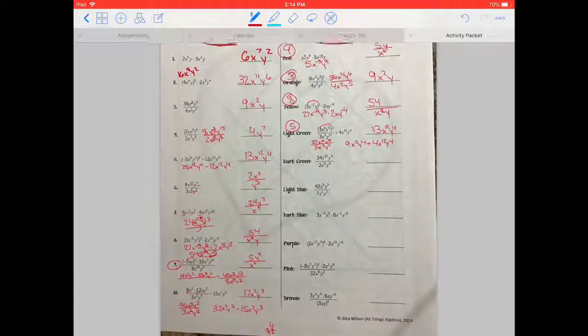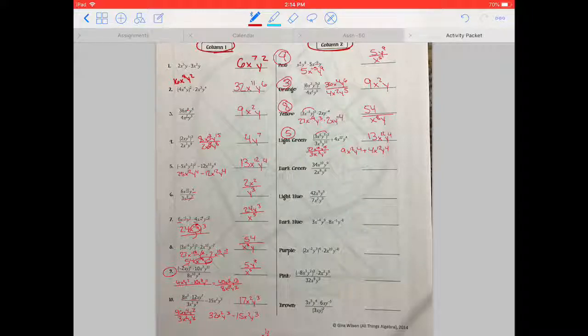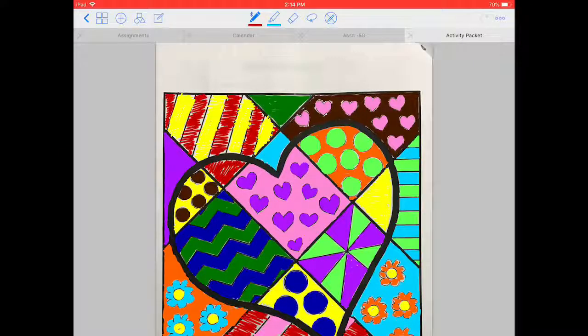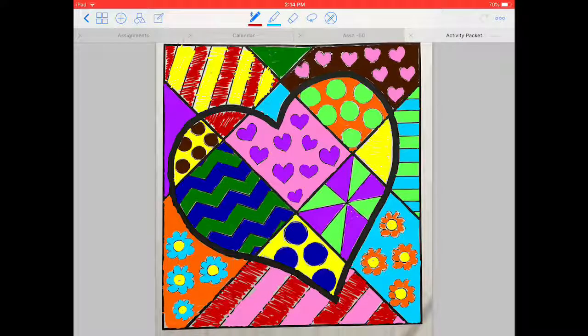I'm actually going to stop here just because this video is getting so long. You just have to finish these. 1, 2, 3, 4, 5. You got 6 more, okay? I will show you what the picture is supposed to look like, though, so you can match yours with mine to see if you got them right. So here's what it should look like when you're done.